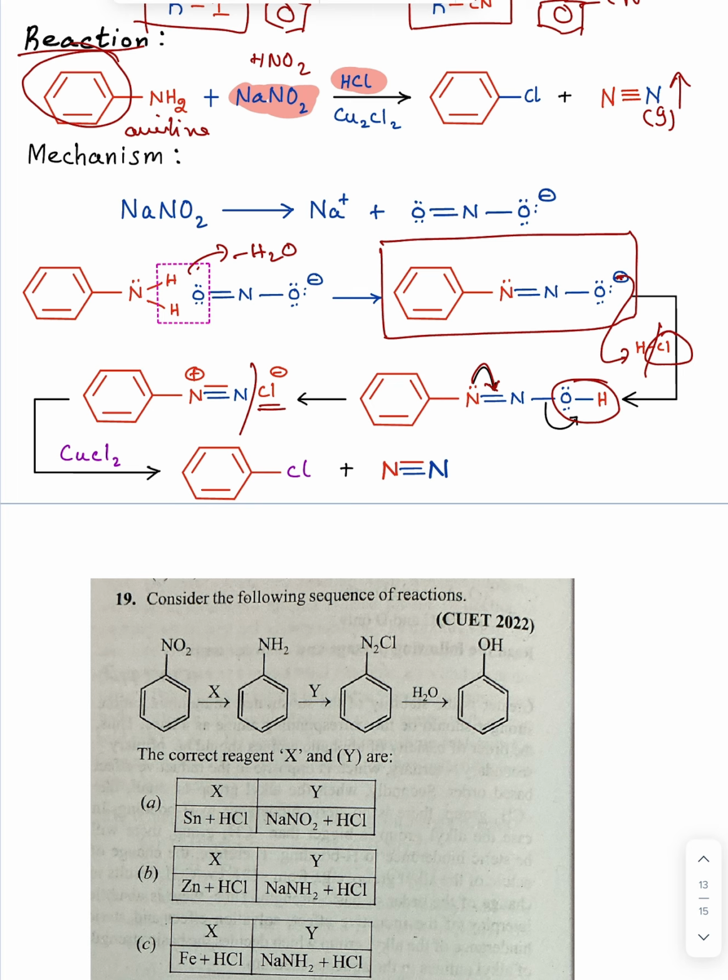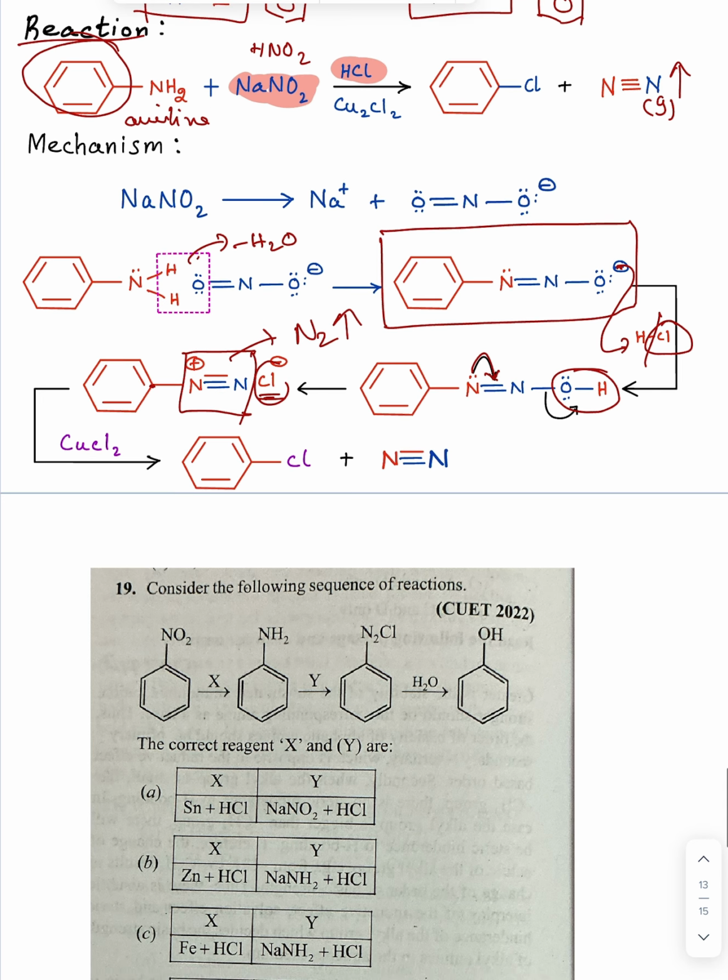Once you treat with the cuprous chloride, now what will happen? This particular N2 group is a very good leaving group in nature, so it is eliminated in the form of N2 gas. As a result, that Cl minus attaches to the aromatic ring. So as a result, I got chlorobenzene.